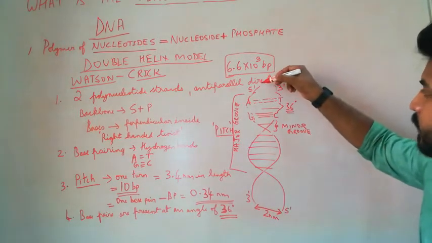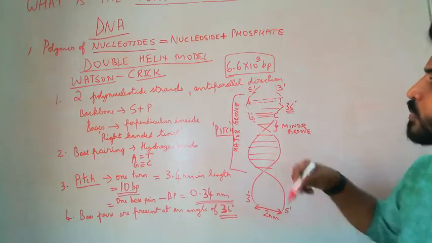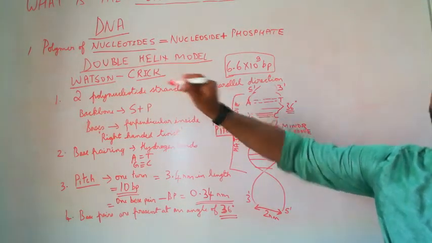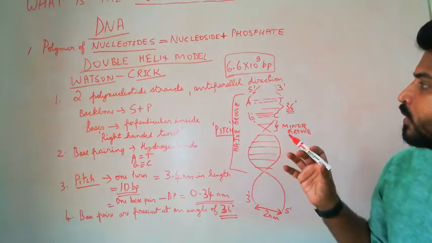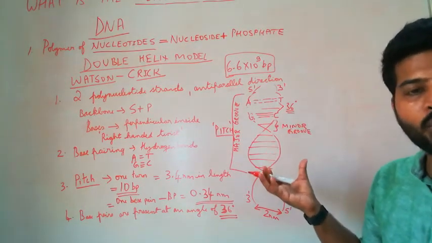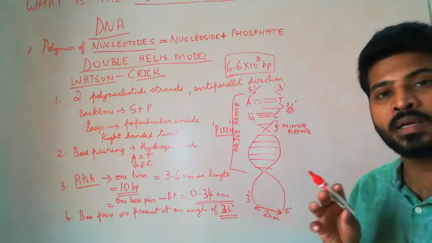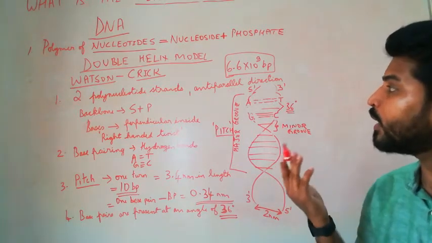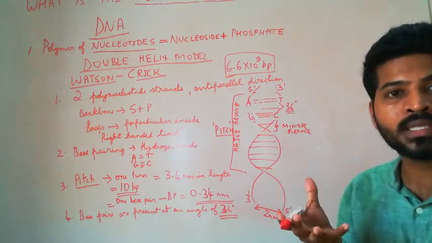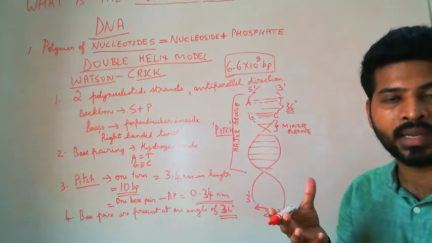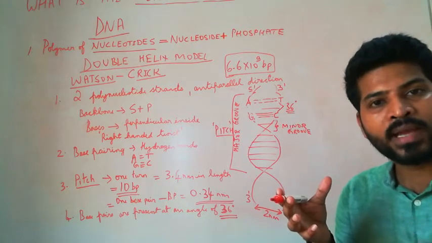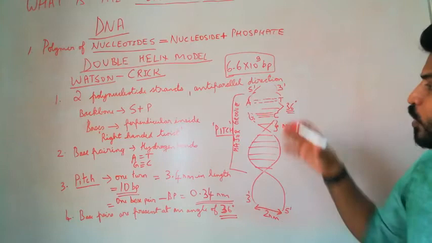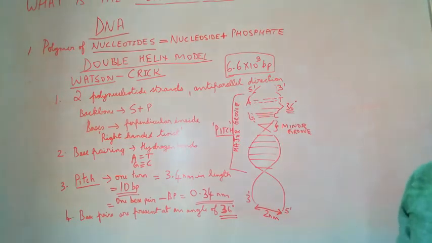Now, once this structure of DNA was proposed by James Watson and Francis Crick, part of the article that was published was also influenced by the X-ray diffraction images given by Maurice Wilkins and Rosalind Franklin. The X-ray diffraction images were used by Watson and Crick to propose the double helical model of DNA.